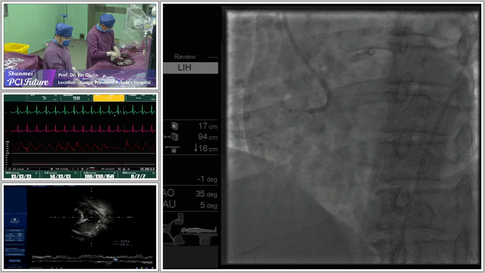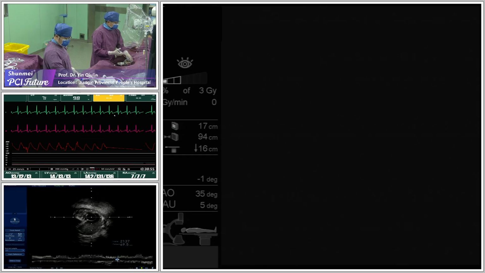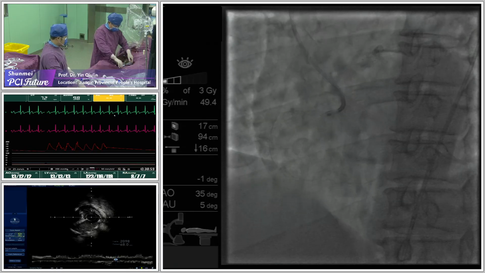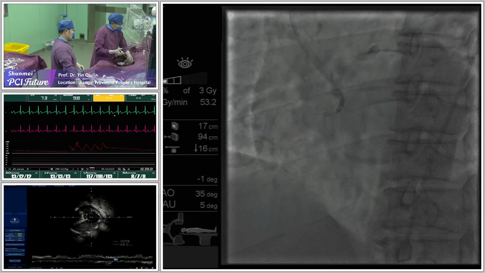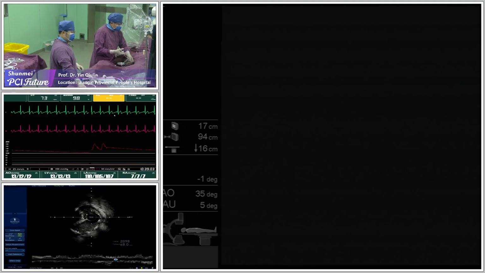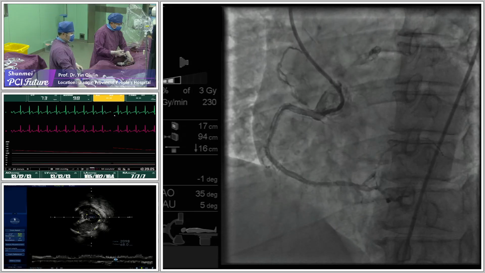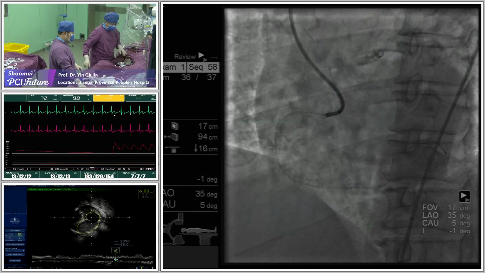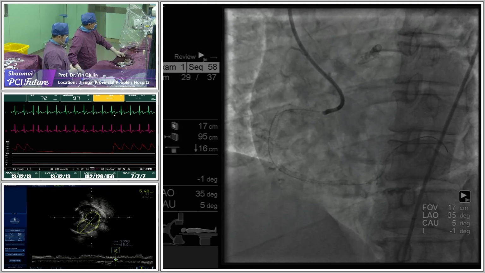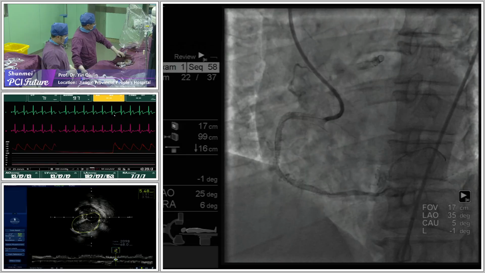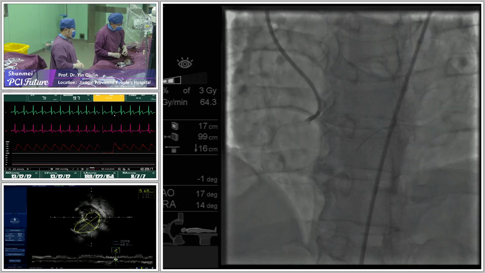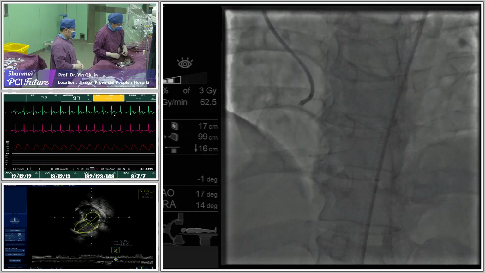Case 3 is acute myocardial infarction with cardiogenic shock. We use IABP. It is a non-left main lesion with the side branch stenosis of 30%. So we use one stent crossing over the diagonals.